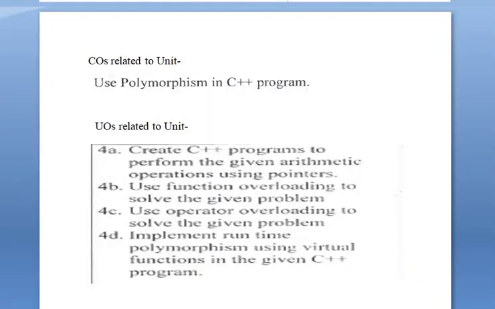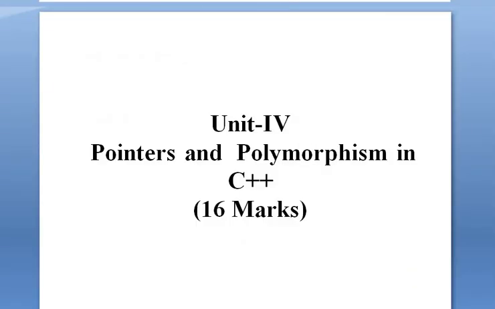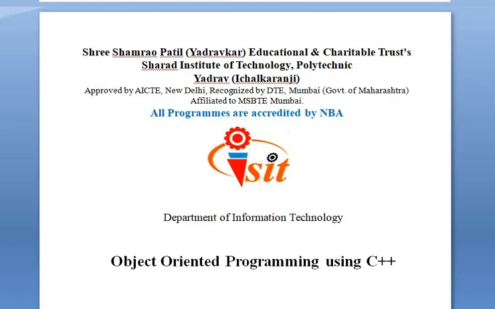Now this is the end of this fourth unit, that is pointers and polymorphism in C++. In the next session, we will start our last unit of this object oriented programming using C++.